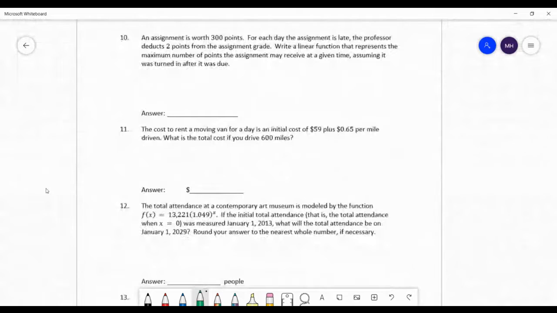All right, last few questions. An assignment is worth 300 points. This is our starting amount. For each day the assignment is late, the professor deducts 2 points from the assignment grade. This tells me this function is linear with a negative m value since we're deducting. Write a linear function. All right, so f of x will equal negative 2x plus the starting amount, 300. And we didn't need to evaluate it for any certain number of days, so this is our answer.